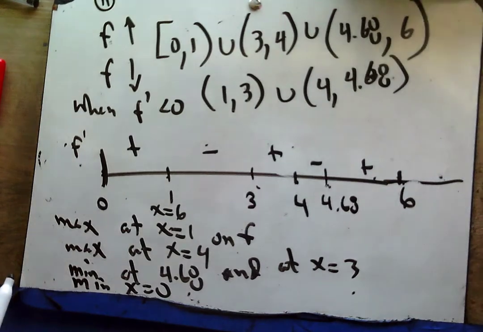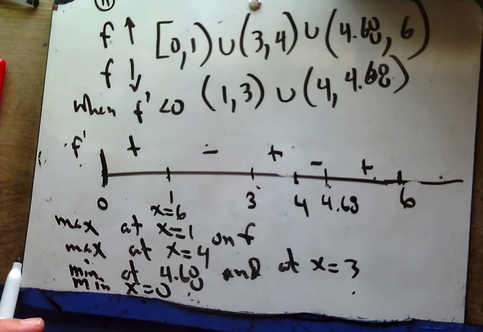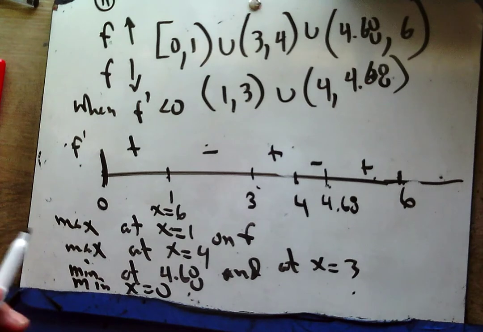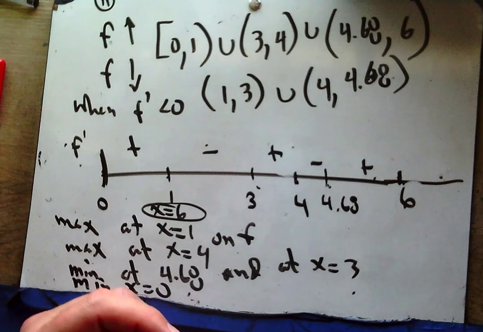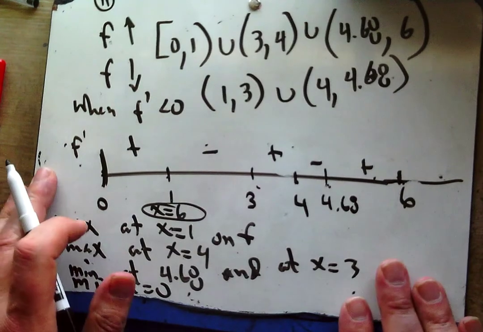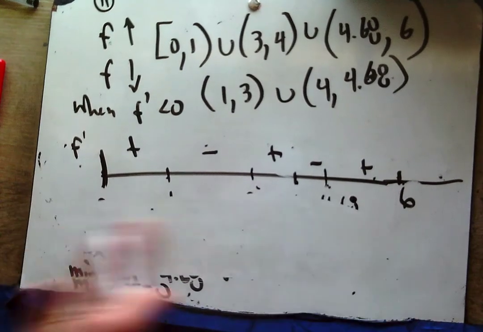Fabulous. Wait, not 6, because there's an open circle, oh, that just means it's not differentiable there. It doesn't mean the function doesn't increase until that point. So I think I'm going to leave that there, but you could probably talk me out of it. Any questions on 11? Okay.